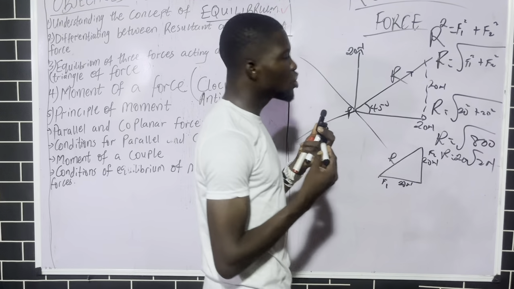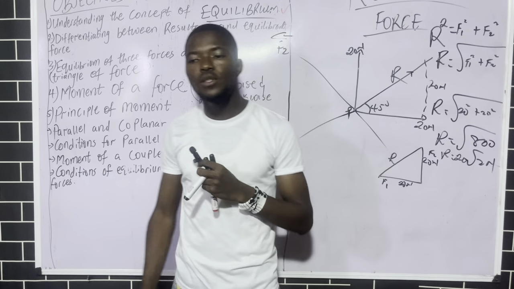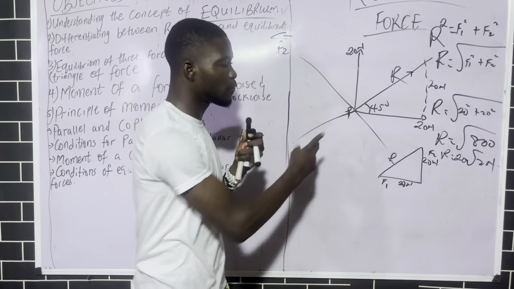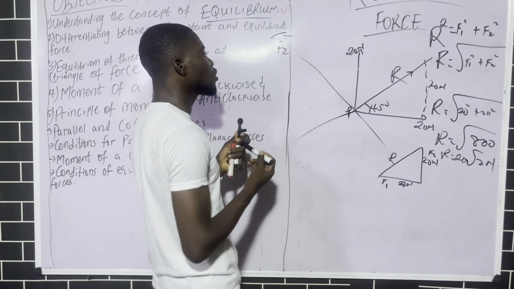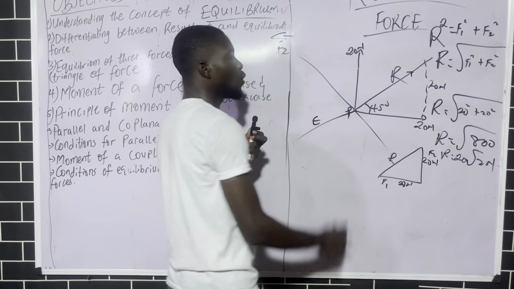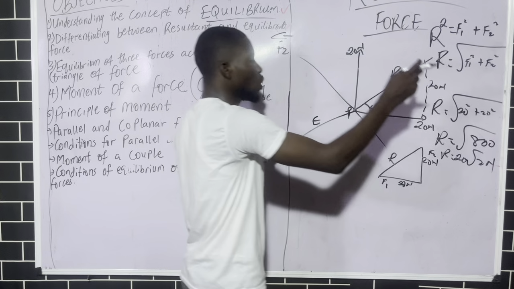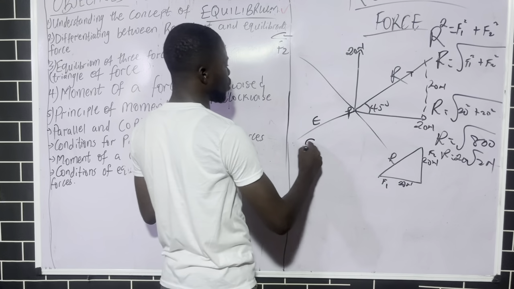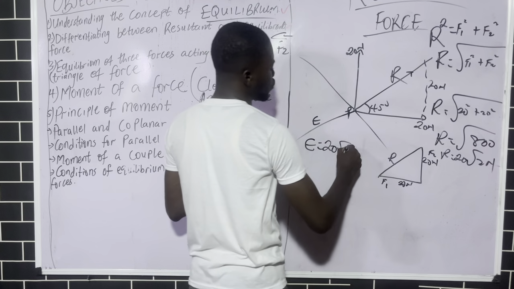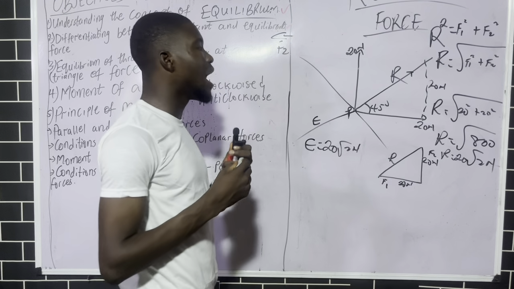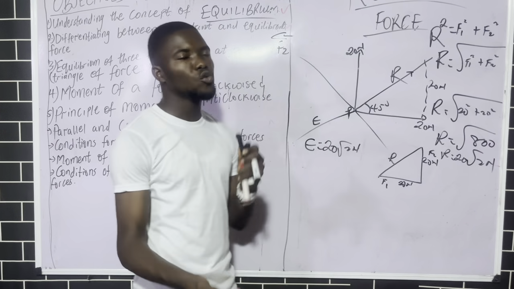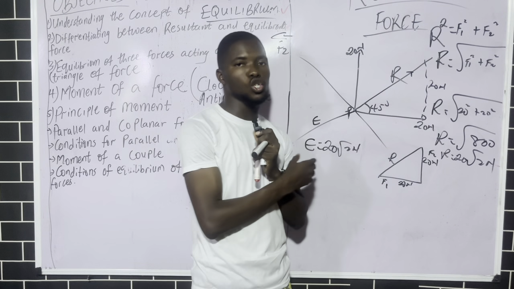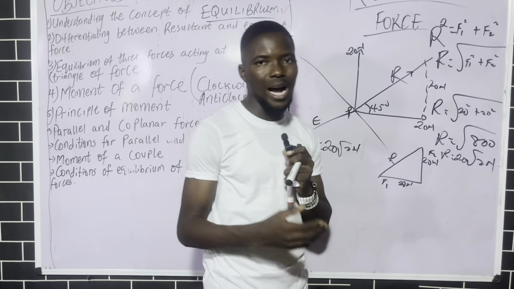Now, it is not the resultant the question asks us to find. The question says the body is in equilibrium. Find the third force. That's the force that will bring it to equilibrium. So what we are looking for is our equilibrium force. If my resultant force is 20 root 2 Newton, it means my equilibrium force is also 20 root 2 Newton. Now I've got my equilibrium force to be 20 root 2 Newton. How do I now know the direction? Because most times when they give you questions like this, you will always need to find direction.